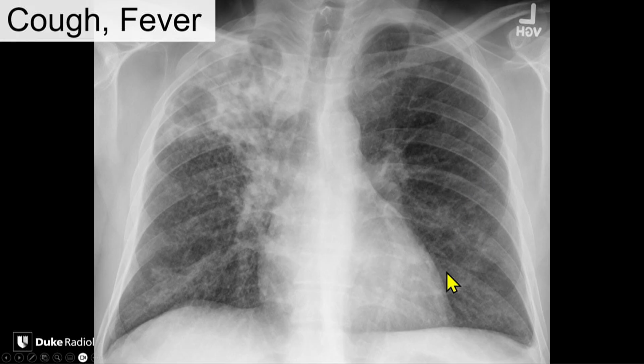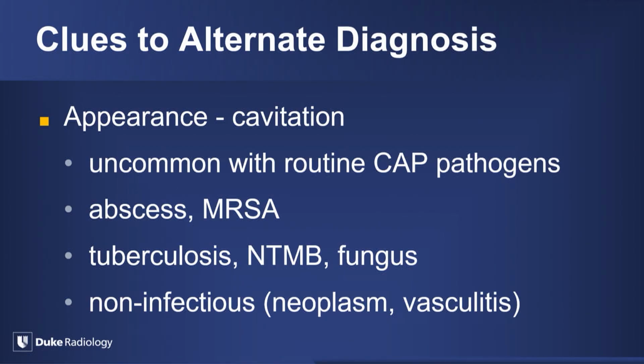Now, this could be a community-acquired pneumonia. You can certainly see cavitation, for instance, in MRSA, Legionella. Occasionally, even pneumococcal pneumonia will cavitate. But the location and the appearance here should suggest the possibility of another diagnosis. So things like cavitation, all right, I'm not going to say that they don't occur in routine community-acquired pneumonias, but they should at least make you think of alternate diagnoses.